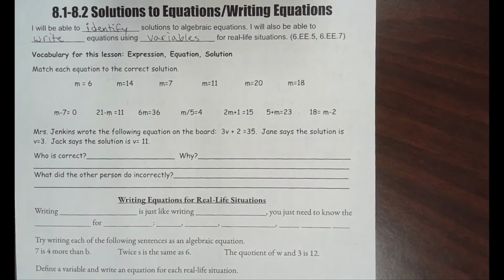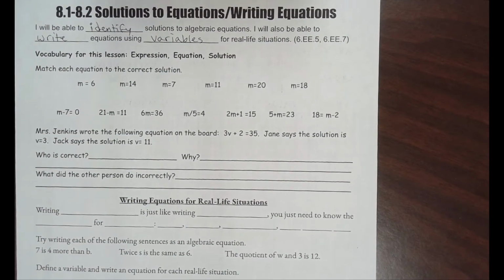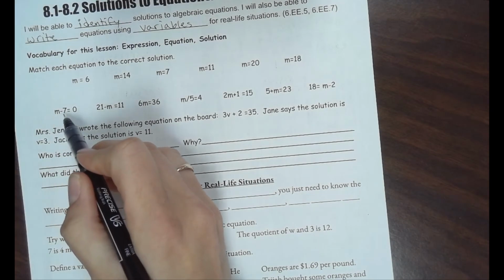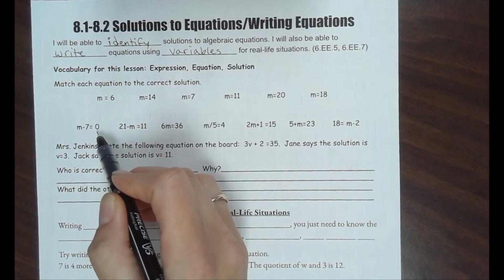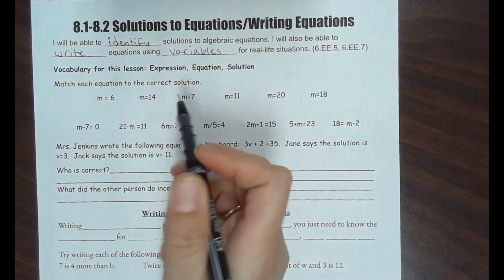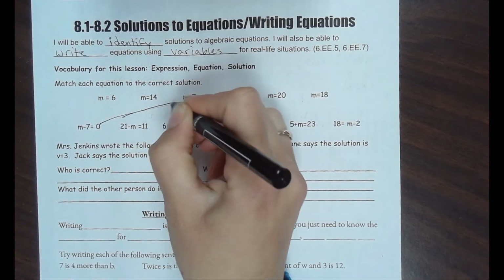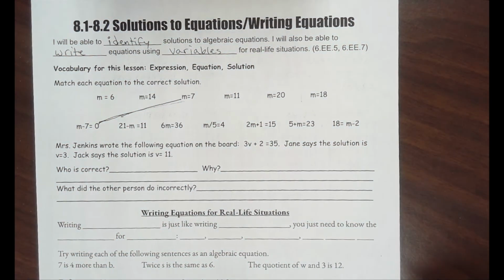Alright, let's go back to the other page. So here it says match each equation to the correct solution. So, what number minus 7 equals 0? That would mean that m would have to equal 7 for this one. So that solution matches this equation. I'm going to do it in a couple different colors just so we don't get too confused. But you can do it all in pencil, or if you've got colored pencils or markers or your highlighter, that would work.